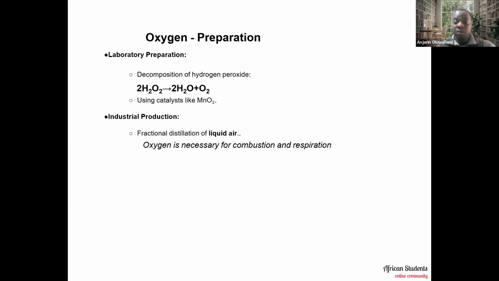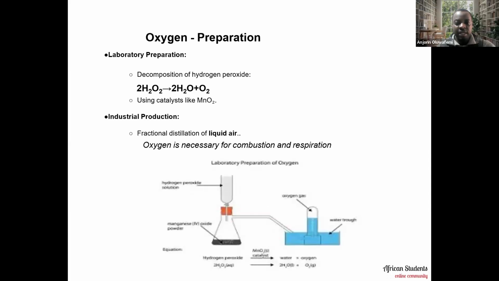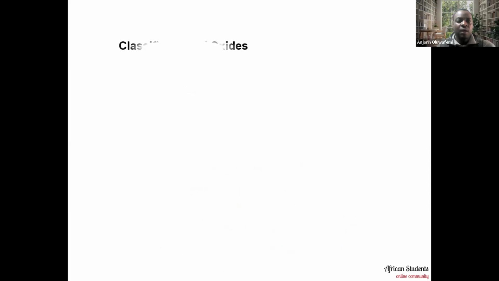Don't forget that industrially, oxygen is produced by the fractional distillation of liquid air. So you fill air into a fractionating column, and then it comes out at a particular temperature, and then you can get your oxygen out from that particular system. So laboratory preparation, like we said, this is just like a setup. You have the hydrogen peroxide, then you mix it with manganese oxide, and then it catalyzes that and gives us oxygen.